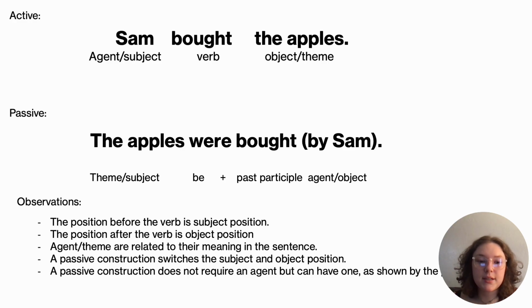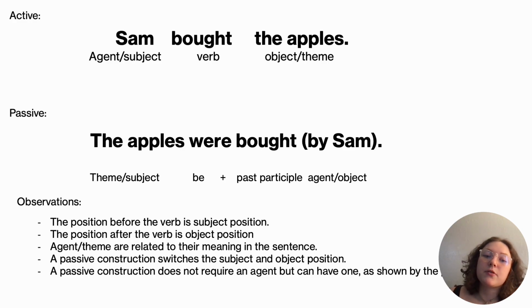So important things to notice, the position before the verb is subject position. So regardless in the active and the passive sentence, when the item showed up before the verb, it was a subject. So Sam, the subject of the active sentence, and the apples, the subject of the passive sentence. Then that means the position after the verb is the object position. In the active sentence, the apples, and then in the passive sentence, by Sam.